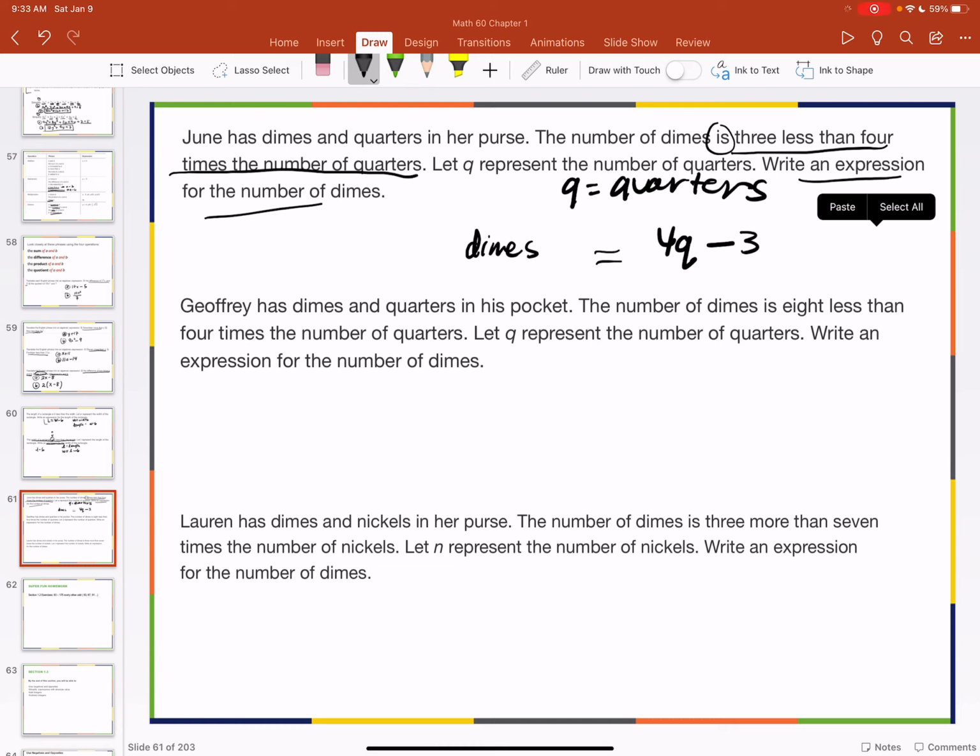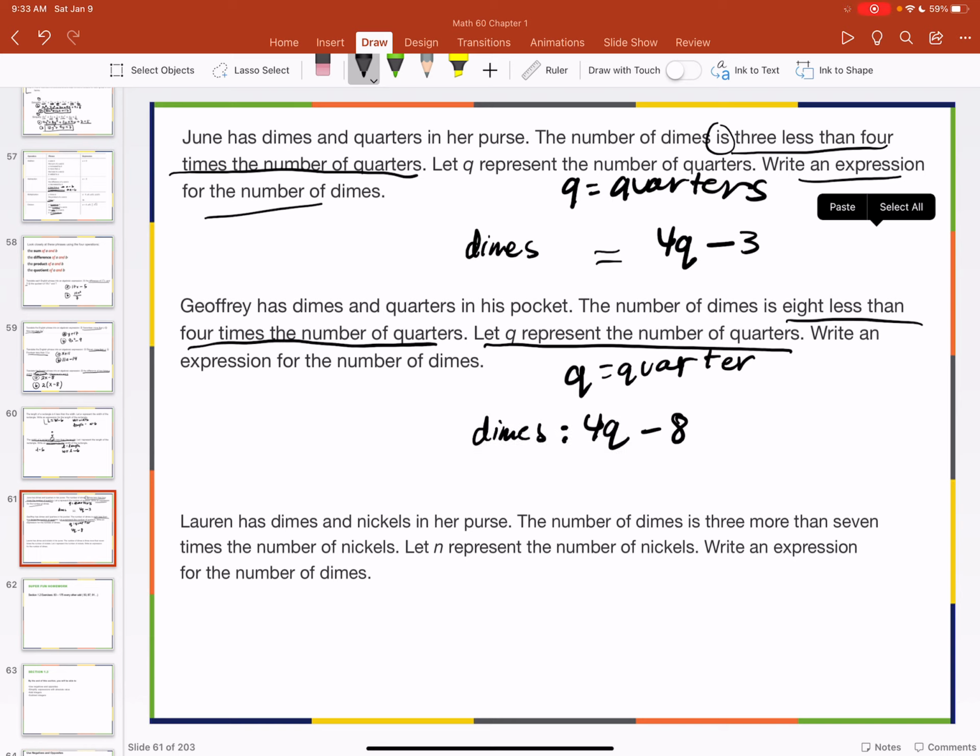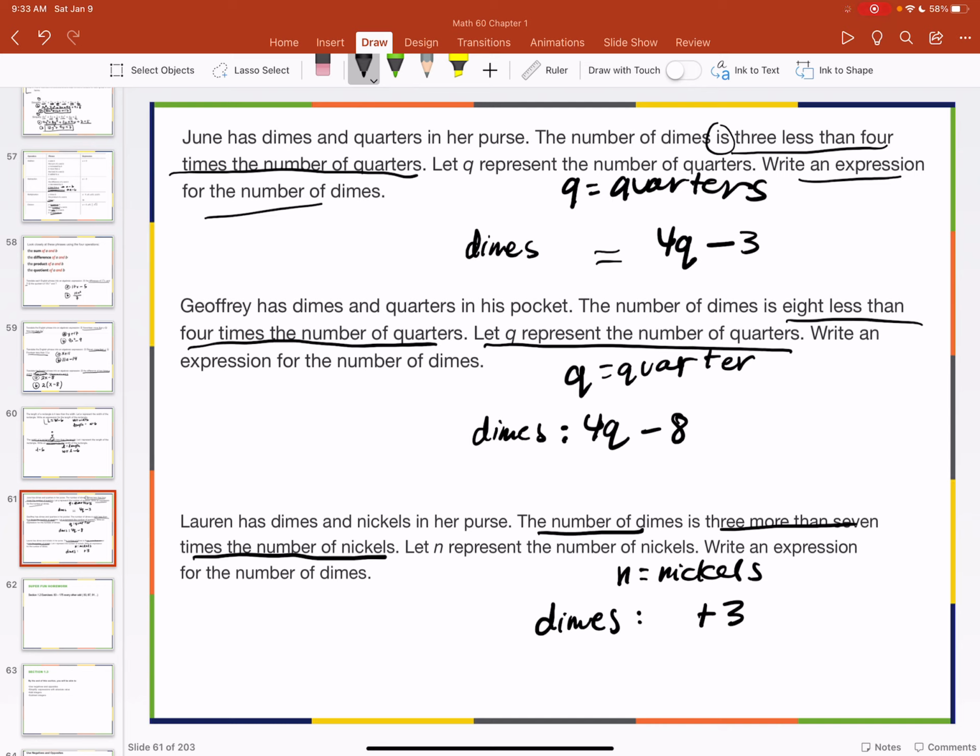I'm fine. It's fine. Okay, so Jeffrey has dimes and quarters in his pocket. Q represents the number of quarters. Now the number of dimes is 8 less than 4 times the number of quarters. So that's dimes. You can write it like that if you want. Okay, so the number of dimes is 3 more than 7 times the number of nickels. N is nickels. And then dimes, what's the phrase for dimes? 3 more than 7 times N, which is nickels, okay.